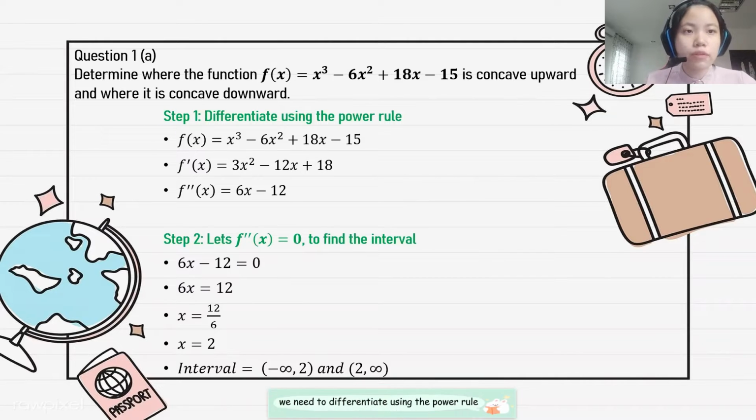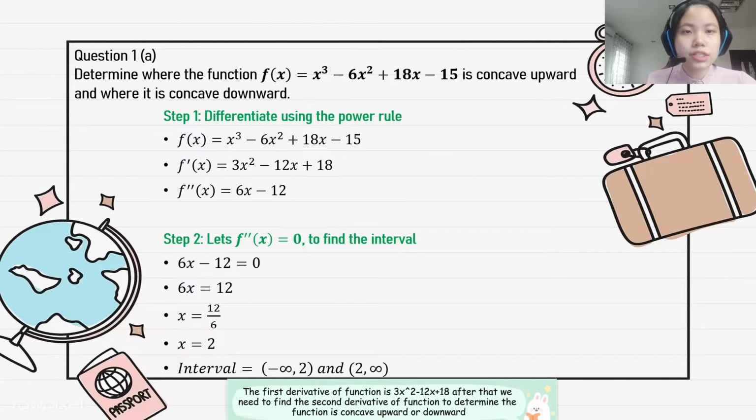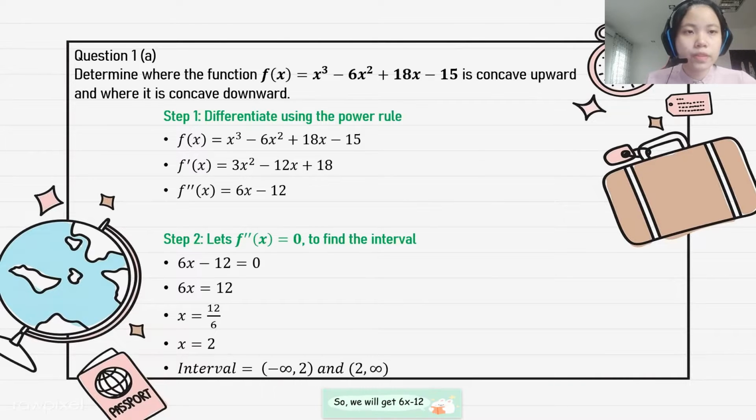Step 1, we need to differentiate using the power rule. The first derivative of the function is 3x squared minus 12x plus 18. After that, we need to find the second derivative of the function to determine whether the function is concave upward or downward. So we will get 6x minus 12.